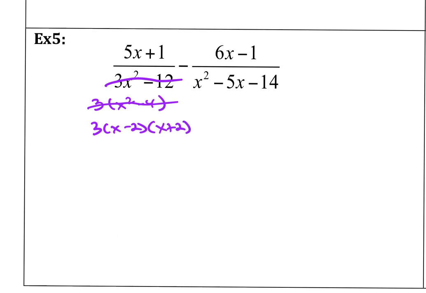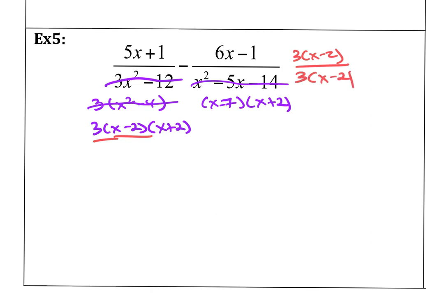And then I noticed that I can factor x squared minus 5x minus 14 as well. I'm going to factor that, and I would get x minus 7 and x plus 2. So now that it's factored, I can identify what's missing. With my fraction on the right, I'm definitely missing this x minus 2 and this 3. So we're going to multiply by 3 times x minus 2 over 3 times x minus 2. And then with my fraction on the left, I am missing this x minus 7. So we're going to multiply by x minus 7 over x minus 7.